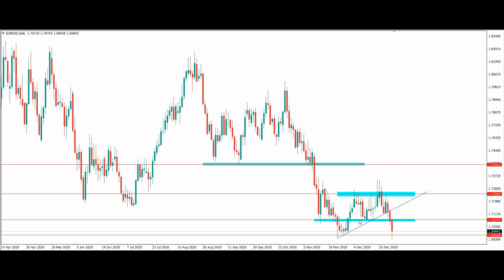So I've talked about EurNzd a couple of times in the past, and last time I talked about this pair, I expected the price to at least give us a daily close below this area before continuation lower, and then we can see that we never had that daily close below this area. Instead, the price found support at this area and made this next push higher.